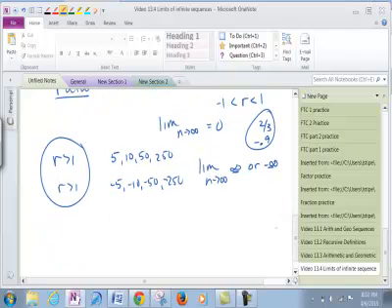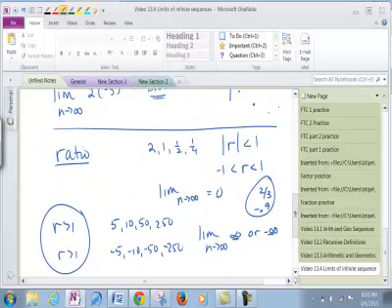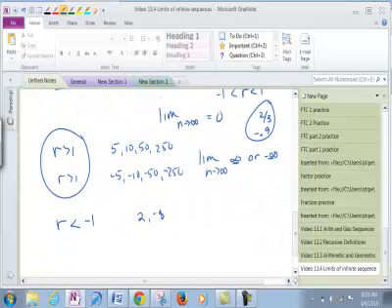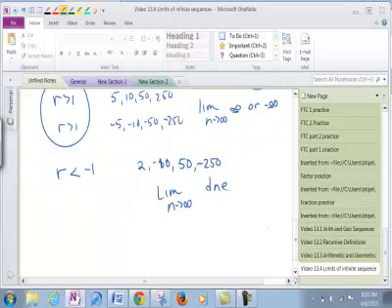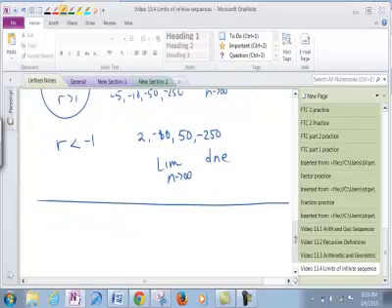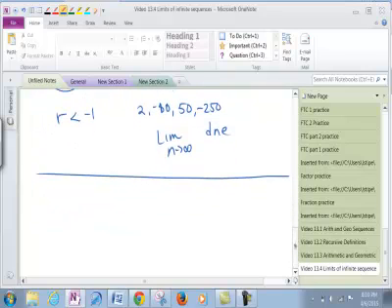The last one was, if the ratio is less than negative 1, it's going to bounce back and forth. That was this example where it went from 2 to negative 10 to positive 50 to negative 250. We said that the limit as n approaches infinity does not exist. Okay? So those are the rules for limits of infinite geometric sequences.